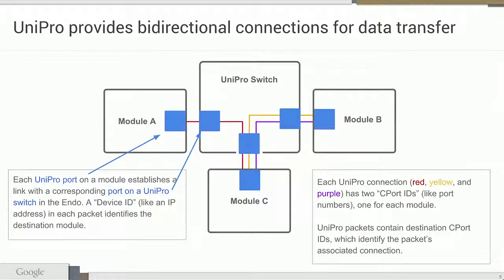And the network is packet switched. So every port has a device ID. When you want to send a packet from one module to another, you embed the device ID in the packet. That tells you where it's going. Now, there's multiple connections possible between a pair of modules. So you also embed within each packet a destination CPort ID. And so that allows the receiver to identify which connection a received packet is associated with. And that plus payload and some other control information is what you'll see on the wire.